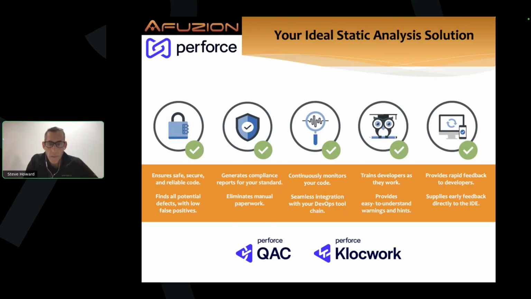The Perforce tools, QAC and Klocwork, are both static analysis tools, both qualified for use in mission critical, safety critical systems like aviation, and are both intended to cover all of these main points.